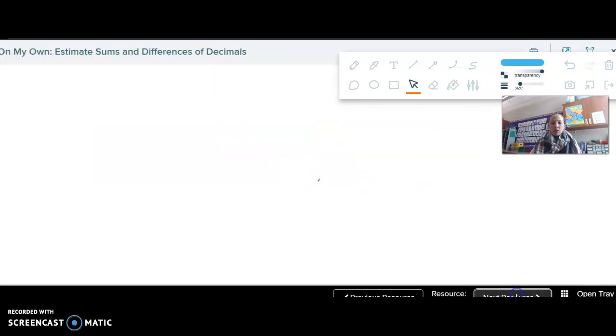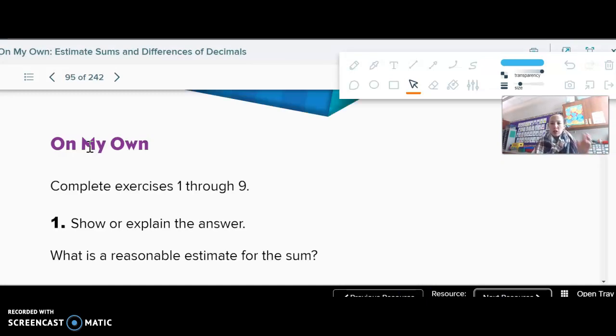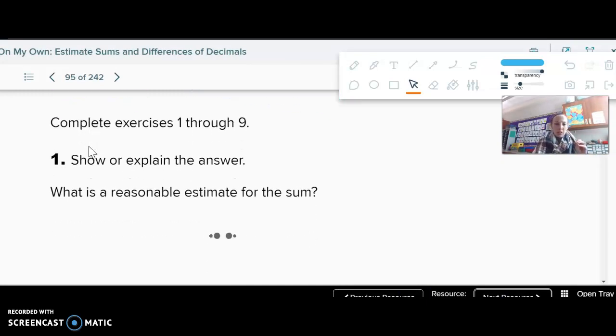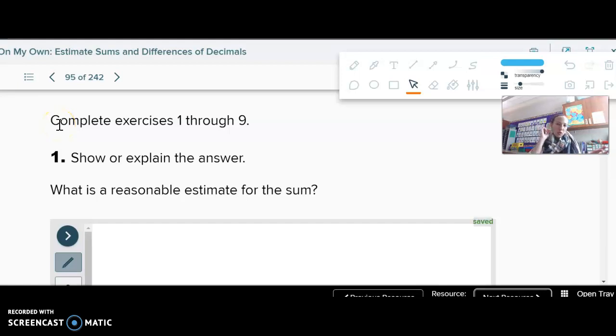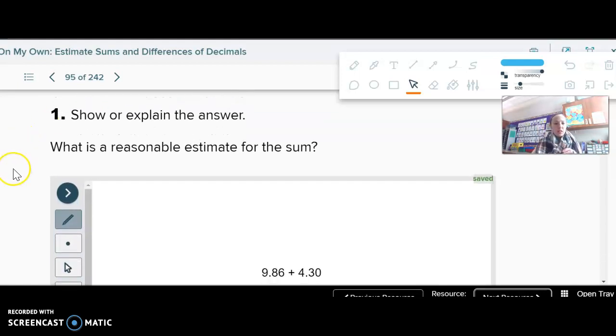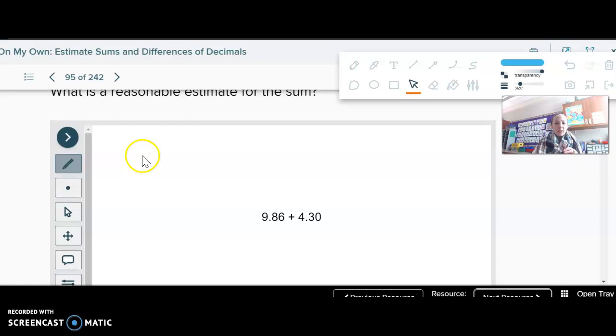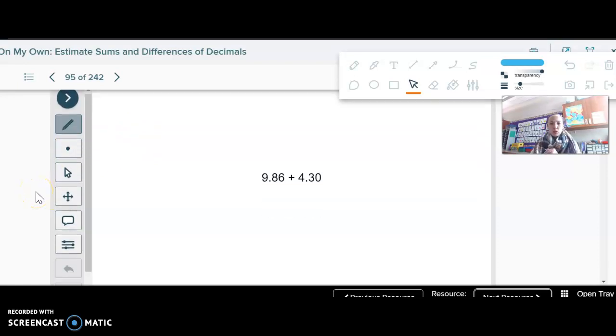All right, let's do some practice. So I gave you some practice space in case you want to write it down and round and actually write it down. Don't give me an actual answer though. Make sure you are just estimating. So what is a reasonable estimate for the sum? Choose what you think.